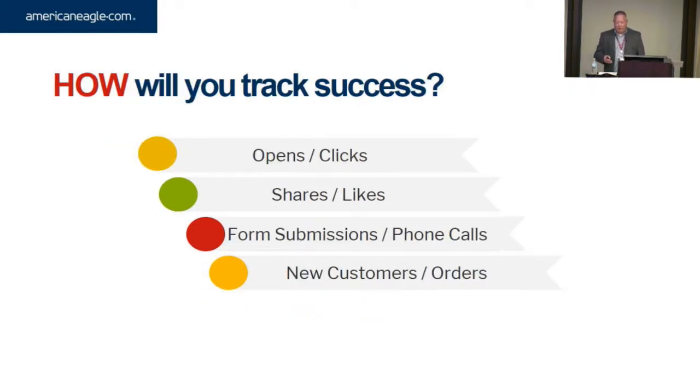And then, how will you track success? We usually talk about doing a measurement strategy, having some sort of plan in place to figure out how to identify if these marketing campaigns actually worked. For an email, for example, are you monitoring opens and clicks? Shares and likes for social posting? From a website standpoint, form submissions or phone calls. Do you have all that tracking set up within Google Analytics? Or do you have all that set up already in your MailChimp or your dotmailer, for example? And new customers, new orders, how are you tracking that as well? You need to make sure you've got all those steps in place.